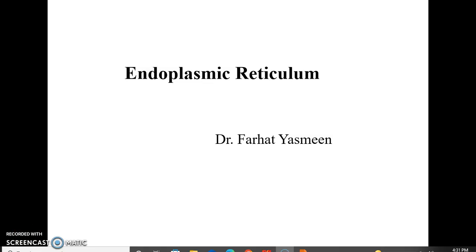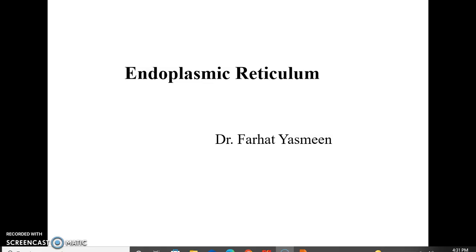Dear students, in today's lecture we will discuss the endoplasmic reticulum, its structure and its function. Most of the membrane surface that resides inside the cell occurs as endoplasmic reticulum, which is an extensive network of sheet-like membrane structures distributed throughout the cytosol.